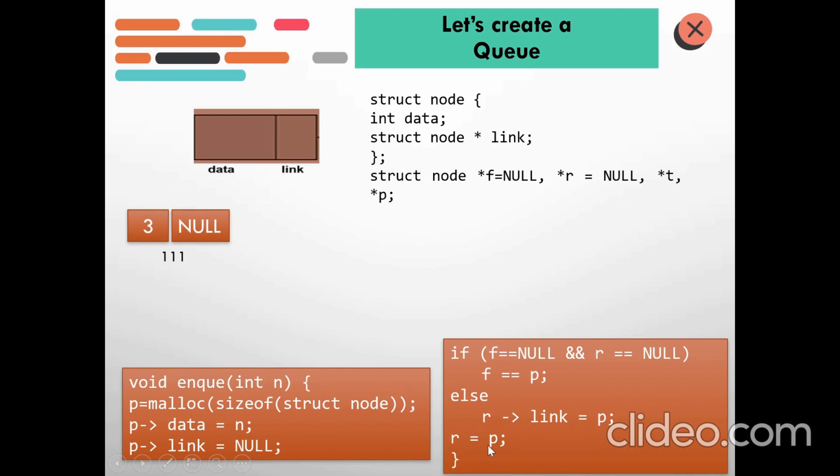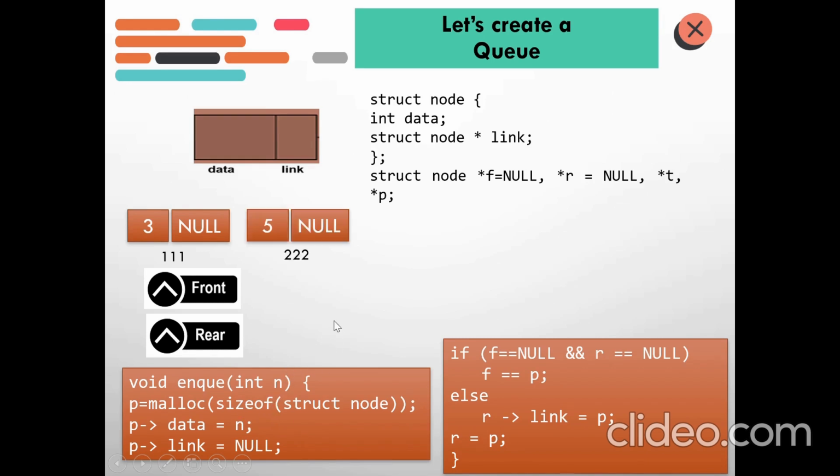Here R is equal to P means rear is now pointing to P also. That has been shown here. So my front would be 111 and my rear would be 111 in this case, because P is 111. So F we have assigned P as well as R we have assigned P also. So assume that we are calling this function again with a different value.